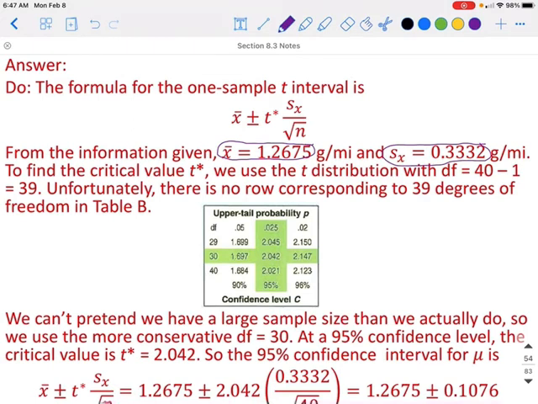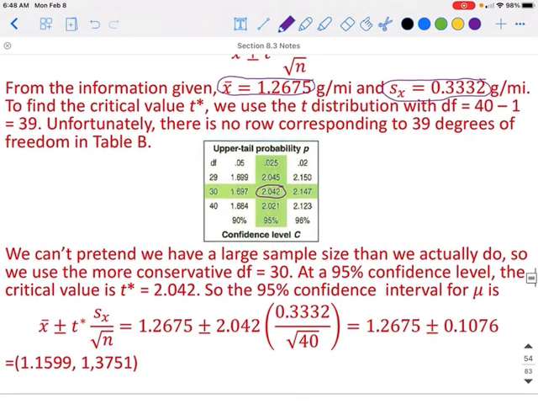But if you look at your Table B, we go from 40 to 30. So we do have to go to the next degrees of freedom value that is less than that on the table. We are going to have to use degrees of freedom of 30, and this will give us a wider interval than we actually need, but it's safer to go wider than to go too narrow. So this is going to give us a critical value, or a t star value, of 2.042.